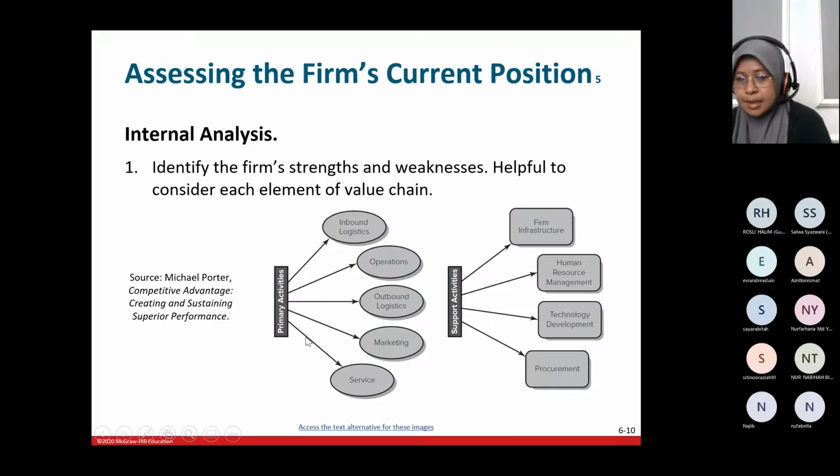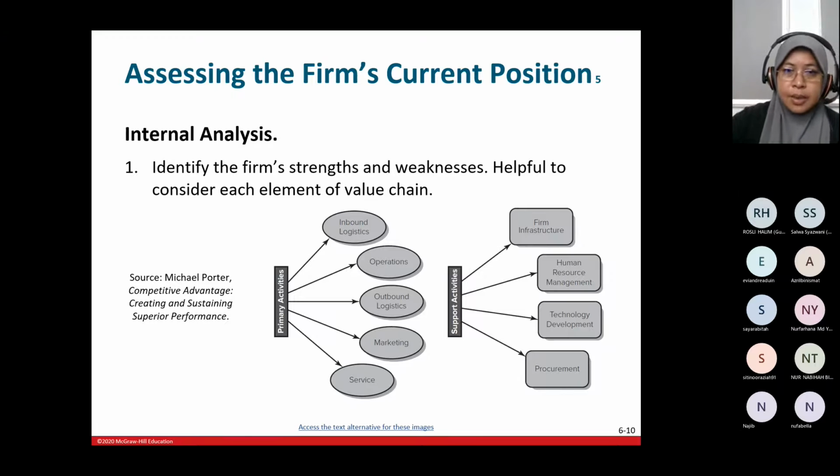So internal analysis, this is another thing that a firm must do. We already discussed stakeholders, meaning that it is beyond the industry. The Porter model is about the industry, while stakeholder analysis goes beyond the industry. Internal analysis covers whatever is within the control of the organization.